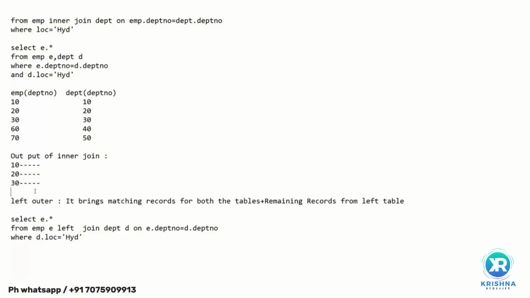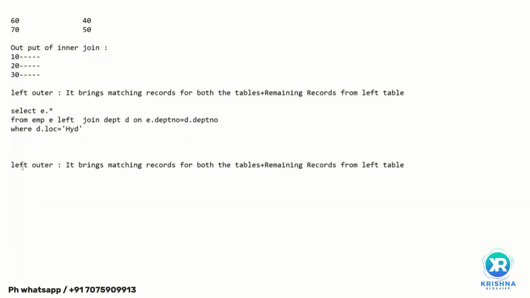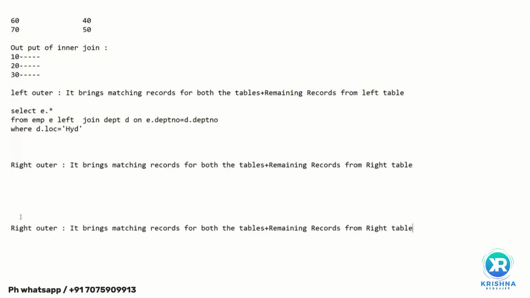Okay, so right outer join, what will it bring? Right outer join brings matching records from both the tables plus remaining records from right table. Okay. Then what will the full outer join fetch? Full outer brings matching records from both the tables plus remaining records from right table plus remaining records from left table.